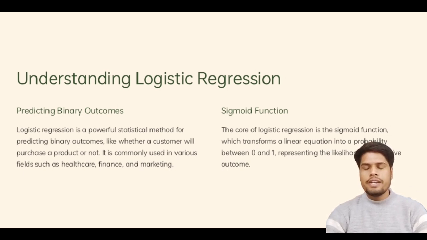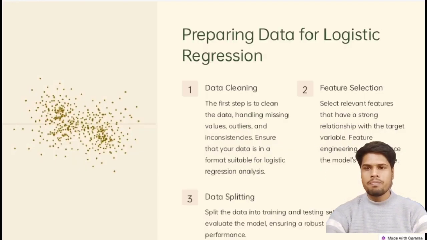Logistic regression is a powerful statistical method for predicting binary outcomes like 0 and 1, such as whether a customer will purchase a product or not. It is commonly used in various fields such as healthcare, finance, and marketing. The core of logistic regression is the sigmoid function, which transforms a linear equation into a probability between 0 and 1, representing the likelihood of a positive outcome.